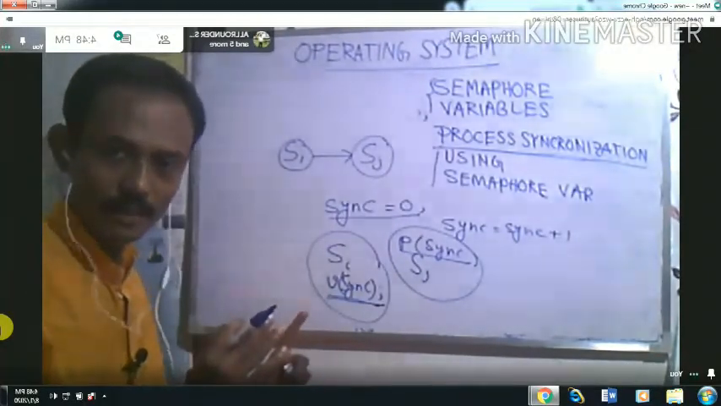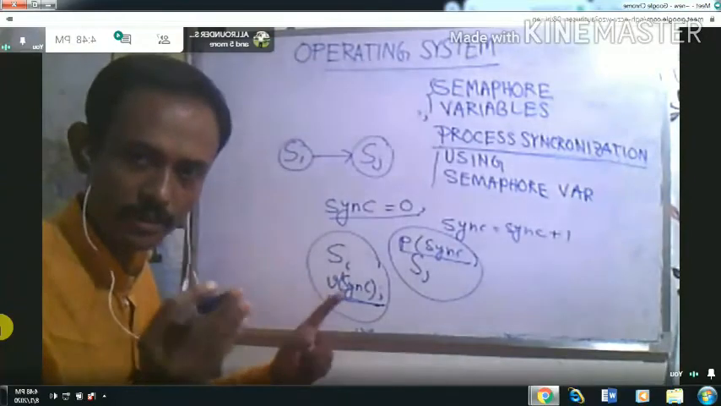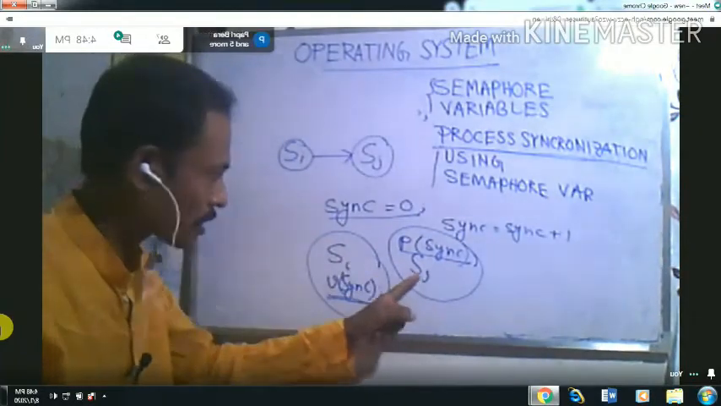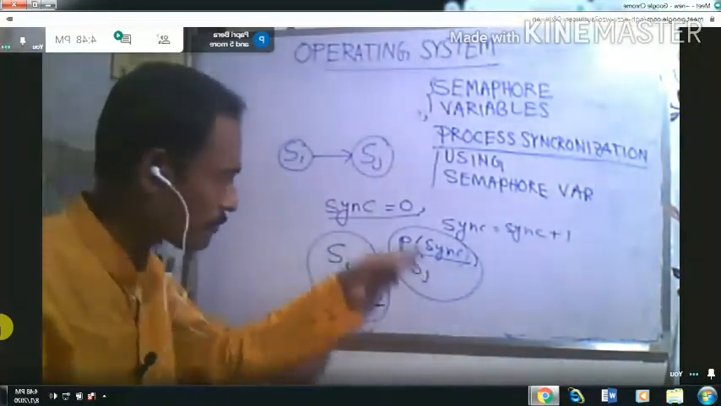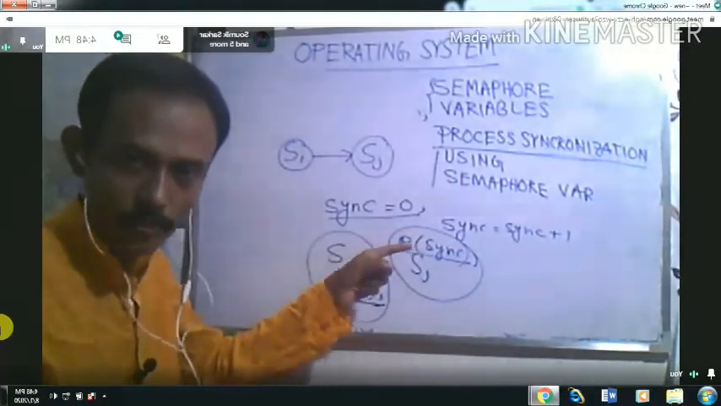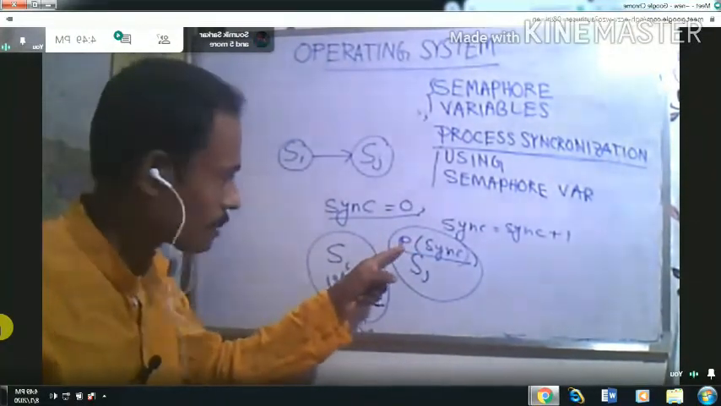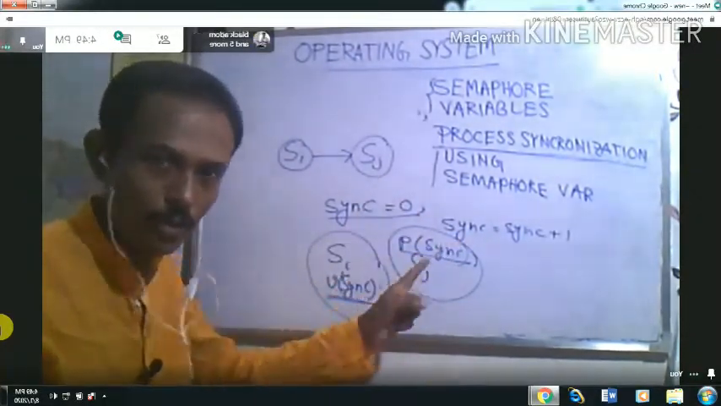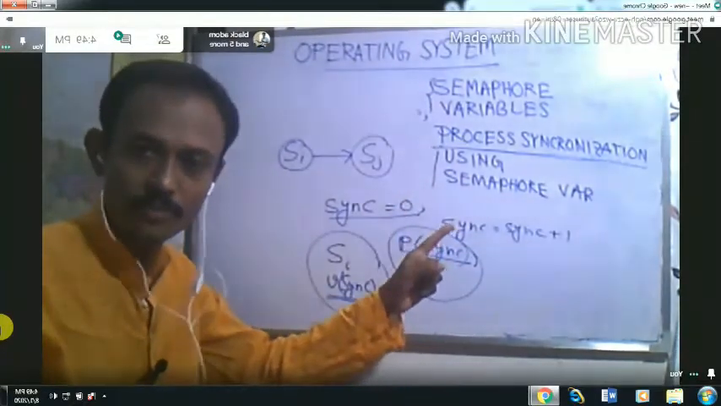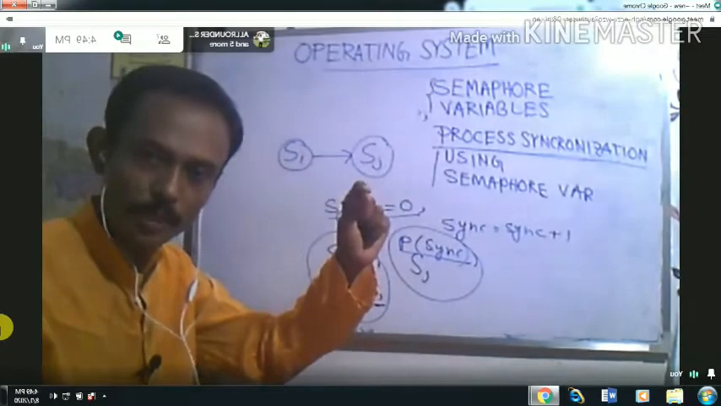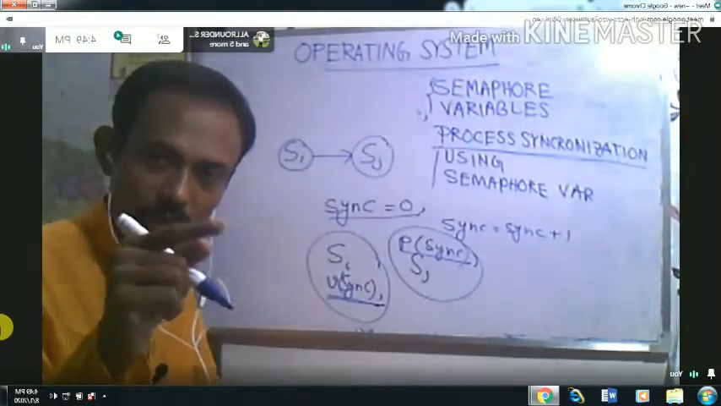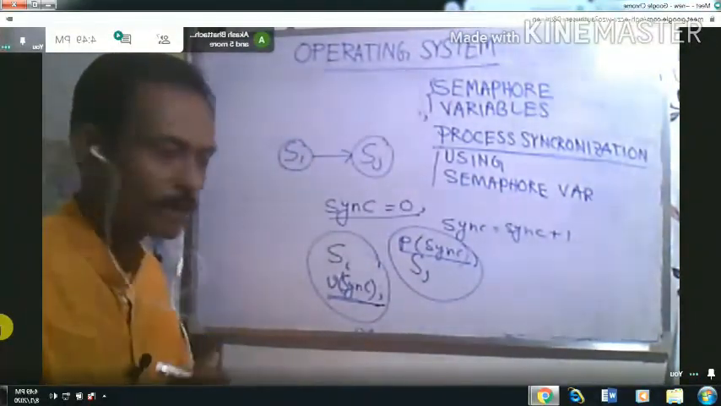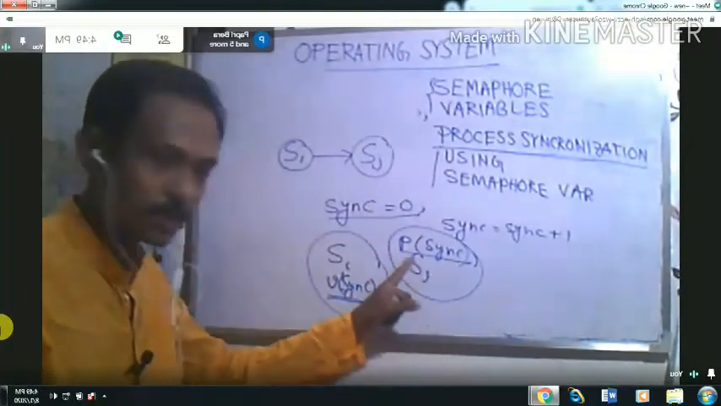So how can we achieve that using the semaphore? If we attach a P sync operation before the SJ process, then what will happen? When the SJ process calls the P operation, as the sync variable was initially 0, it will be waiting within the while loop, because the P operation loops while the semaphore variable is less than or equal to 0. It cannot come out of the while loop.